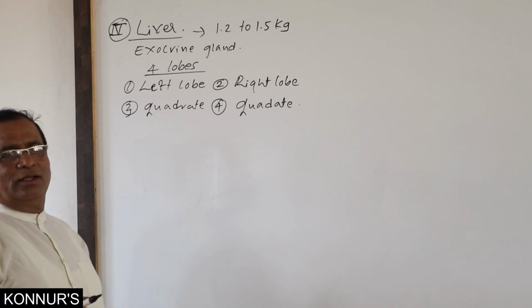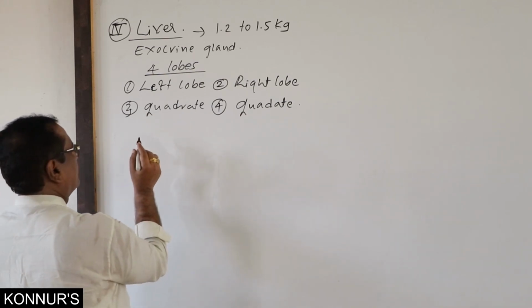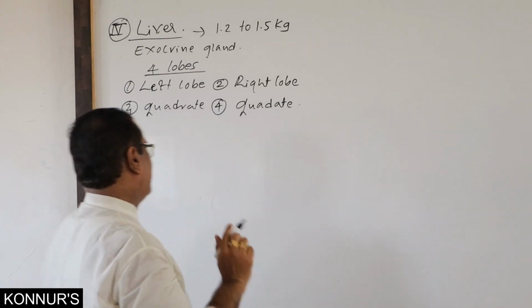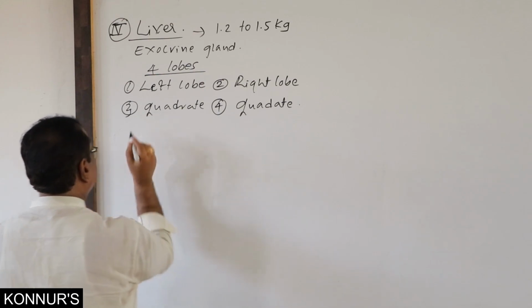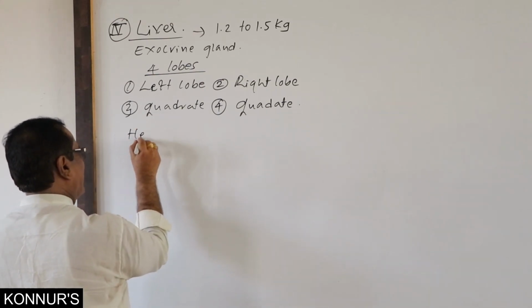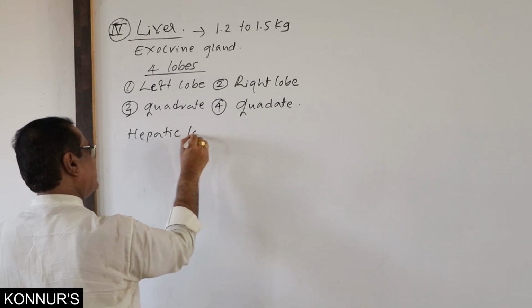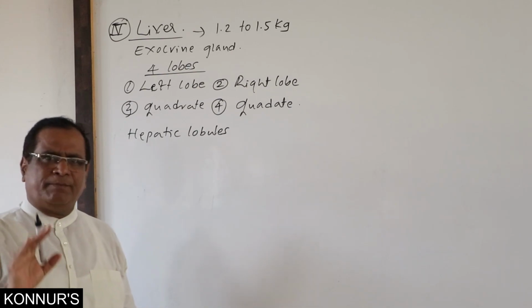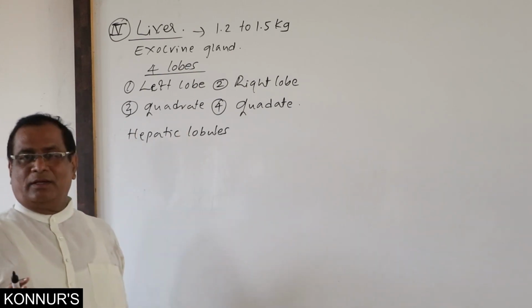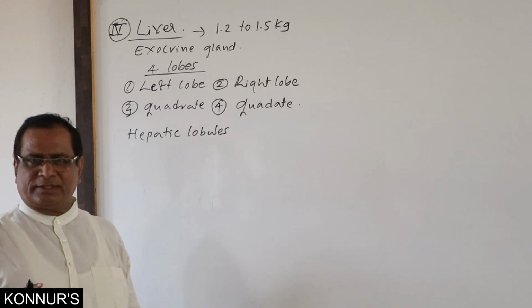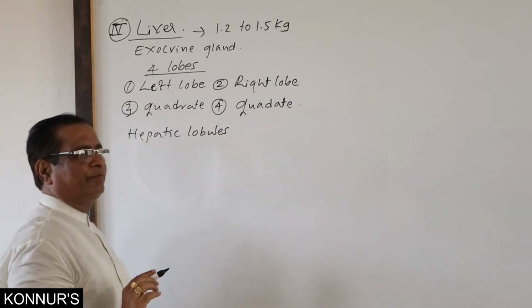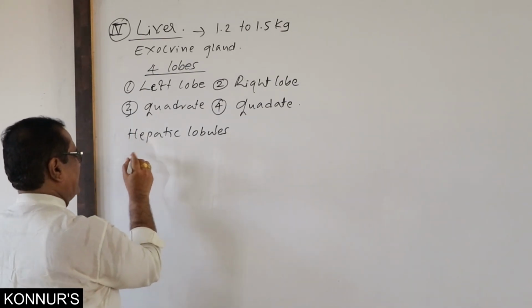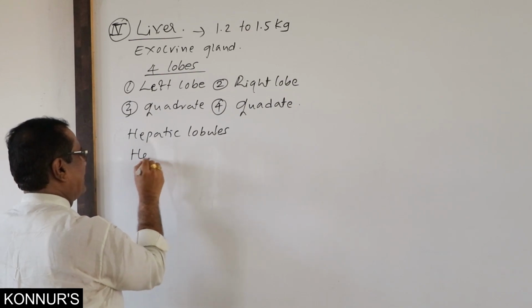In these lobes, we find many compartments, and those compartments are named hepatic lobules. There are many compartments in the liver, named hepatic lobules. In these hepatic lobules, the liver cells are there. Those liver cells are named hepatic cells.